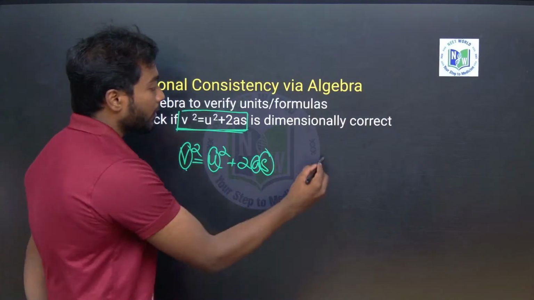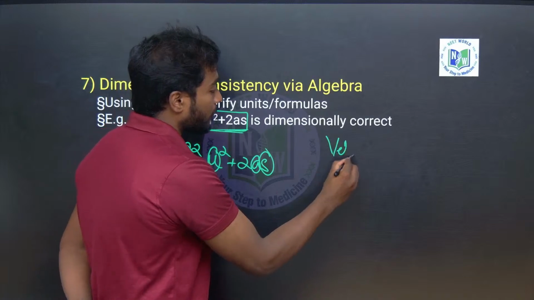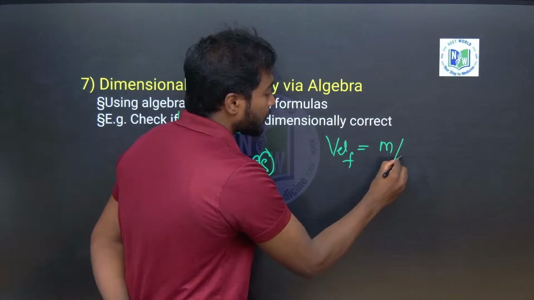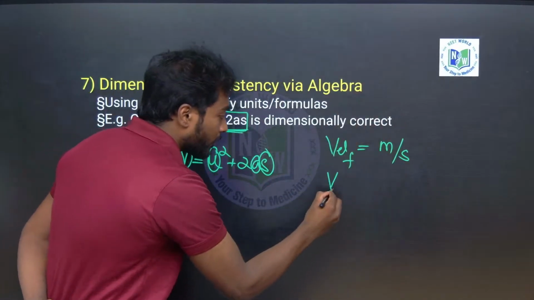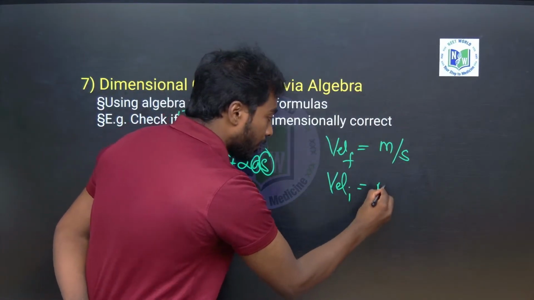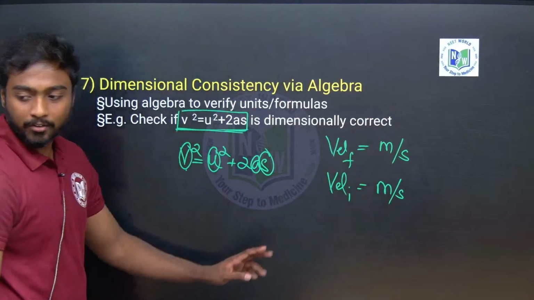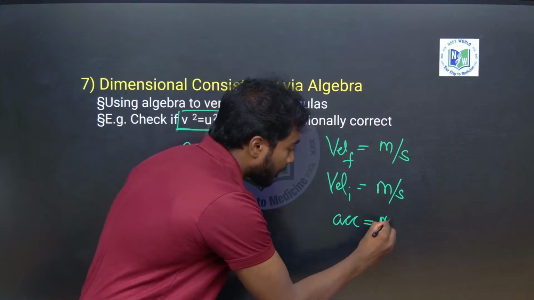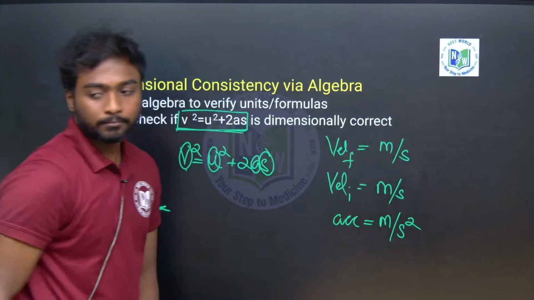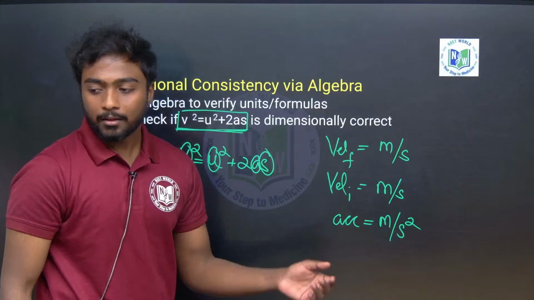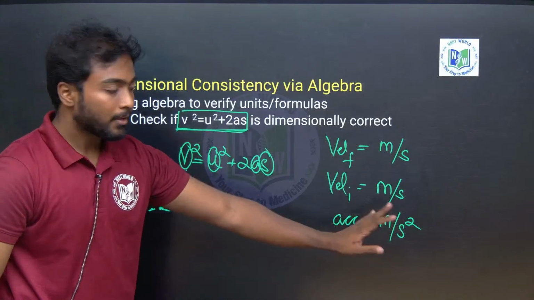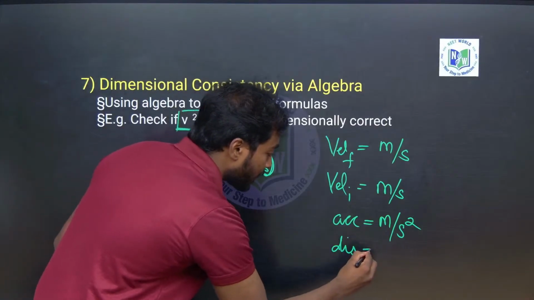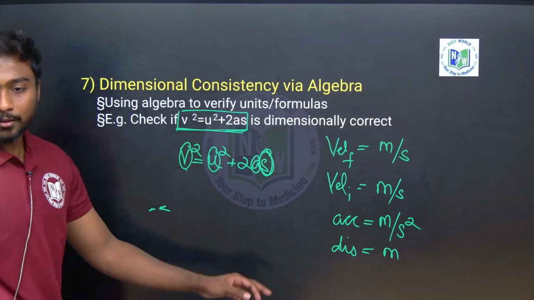I will write the units here. For velocity, that is final velocity, meter per second, and initial velocity, meter per second. What about acceleration? Meter per second square, like velocity divided by time is the acceleration, right? Then what about displacement? It is in meter.